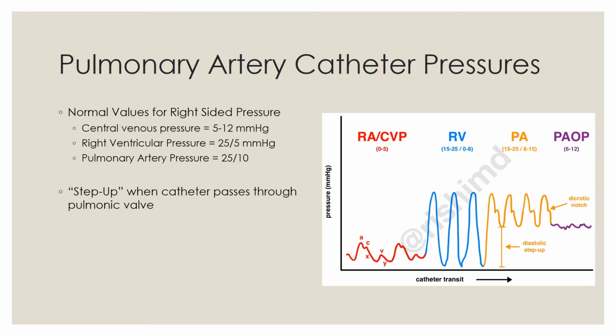Now, as you float the Swan and it goes beyond the pulmonic valve, there's a characteristic step up. It's called a diastolic step up, so that the systolic pressures are similar in both the PA and the RV, but the diastolic pressure in the PA is somewhat higher. So normal PA pressure is about 25 over 10, and that is how you know that the pulmonary artery catheter is correctly placed. When you blow up the balloon to get an occlusion pressure, that is normally somewhere between 6 and 12, and obviously can change with various pathology.